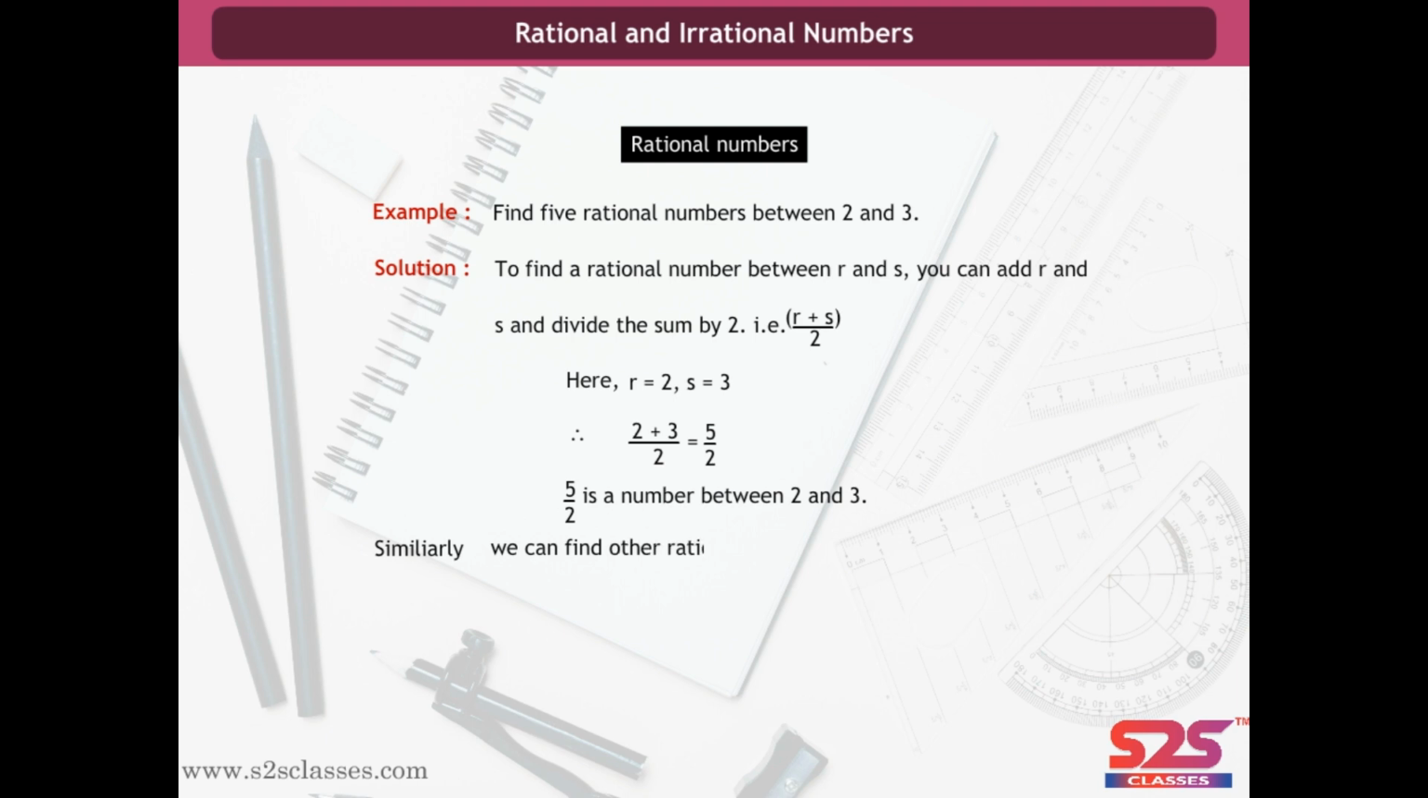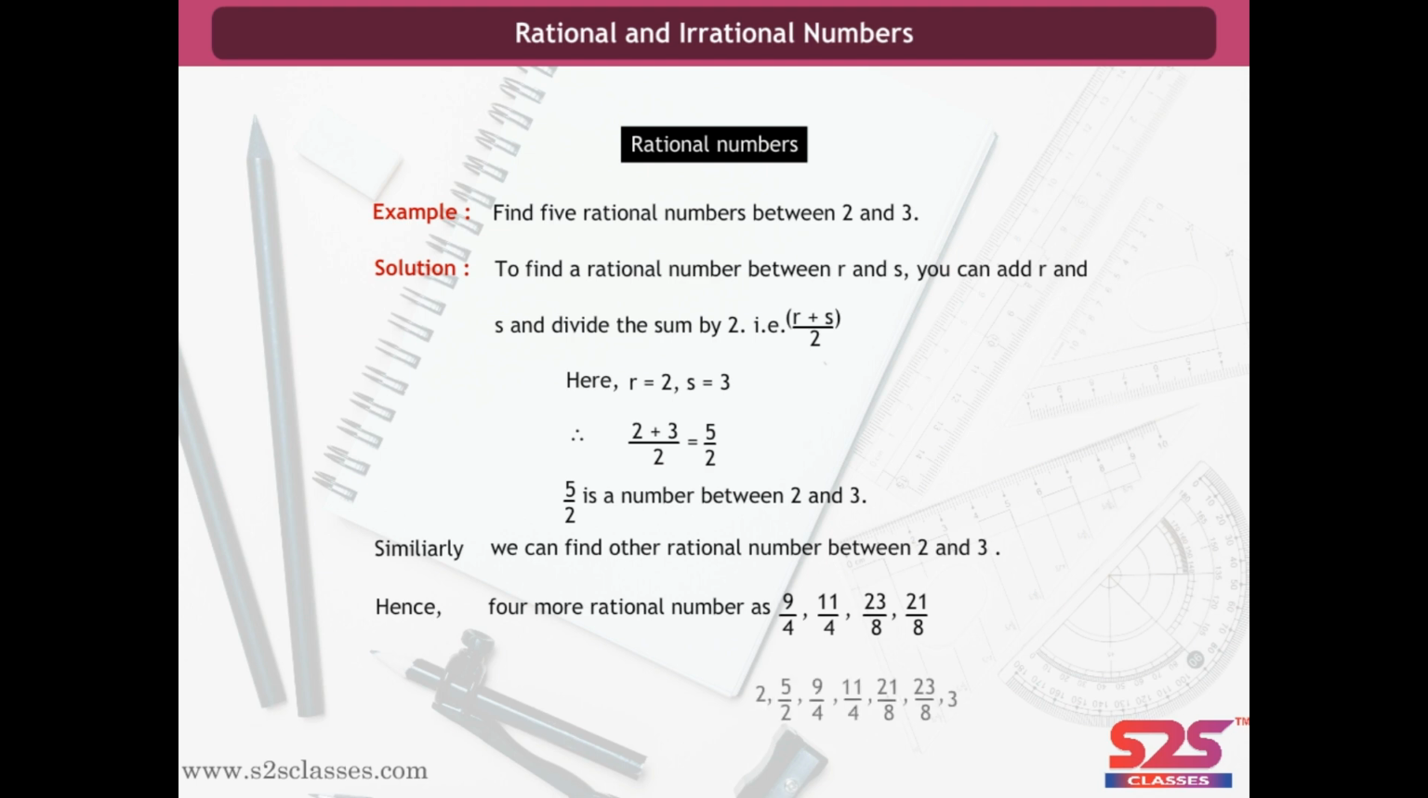Similarly, we can find other rational numbers between 2 and 3. Hence, 4 more rational numbers between 2 and 3 are 9 by 4, 11 by 4, 23 by 8 and 21 by 8. In general, there are infinitely many rational numbers between any two given rational numbers.